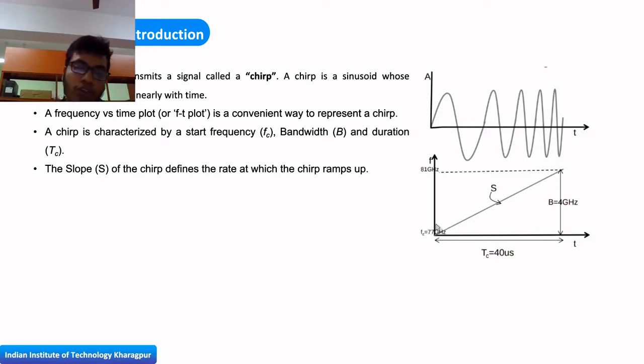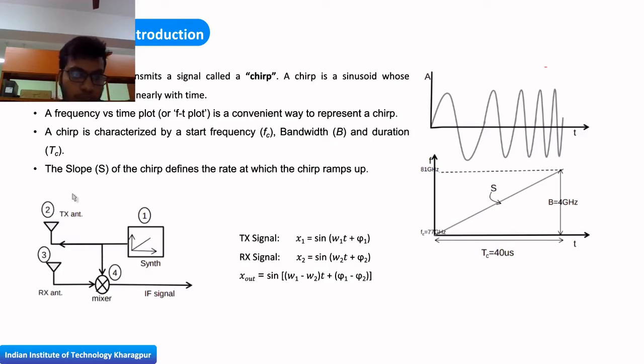Suppose the carrier frequency of this signal is 77 gigahertz, and I have a bandwidth of 4 gigahertz. Then from 77 it will gradually increase up to 81 gigahertz, and this is the time window for which I am sending this chirp, and this is the slope. The slope is important because it represents the chirp rate. If I have a higher slope, I will call it a faster chirp. If I have a low slope, I will call it a slower chirp.